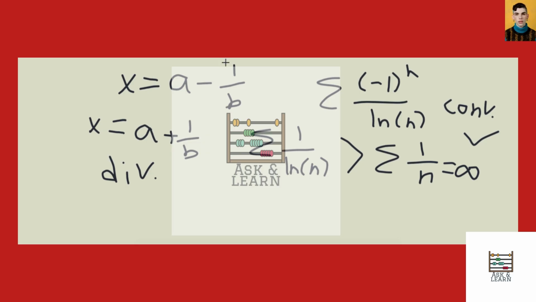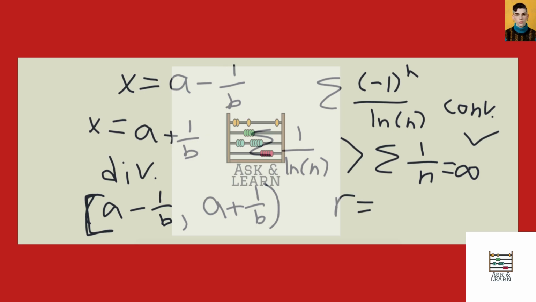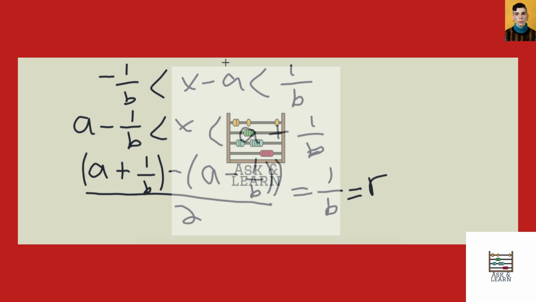So we include a minus 1 over b. Sorry, we include that because it gives us convergence, but then we toss out a plus 1 over b, so leave that open. So that's our interval of convergence. And just as a reminder, our radius of convergence was mentioned over here, 1 over b.